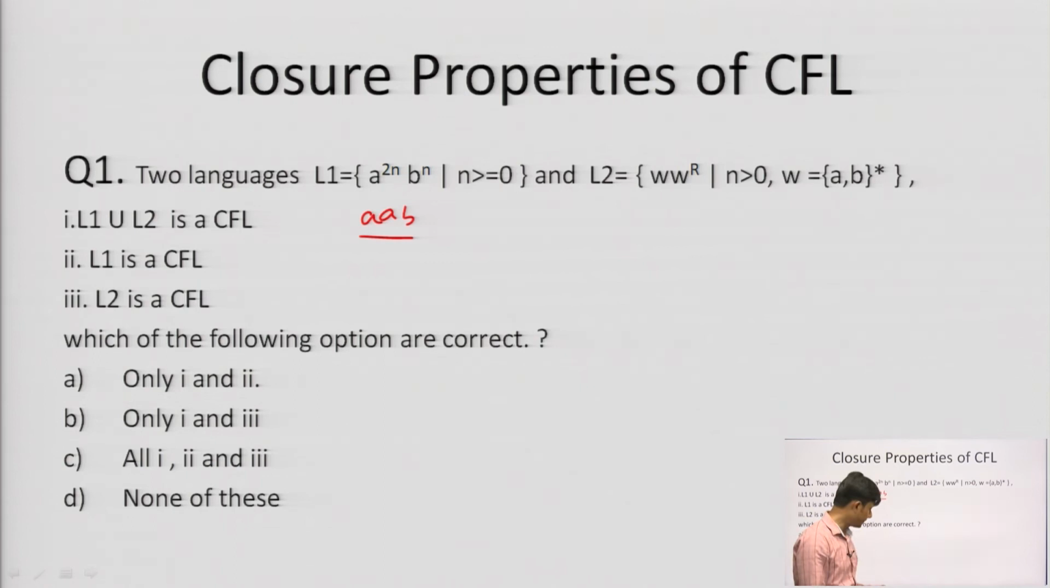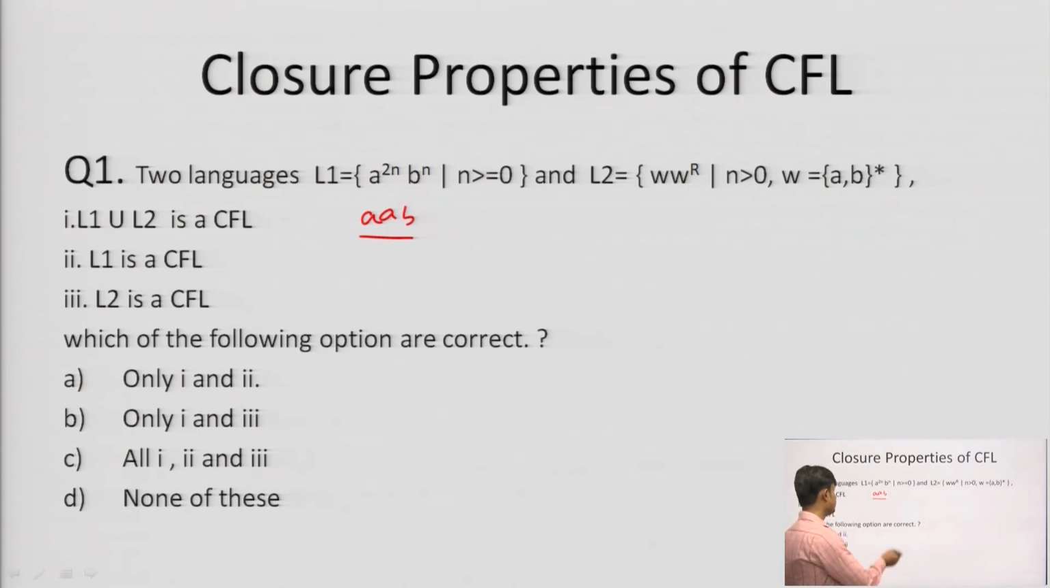From these three statements, the options are: A is only I and II, B is only I and III, C is I, II and III, and D is none of these. Can you identify which one is the correct option? First of all, you have to check whether L1 is context free and whether L2 is context free, and verify like that.